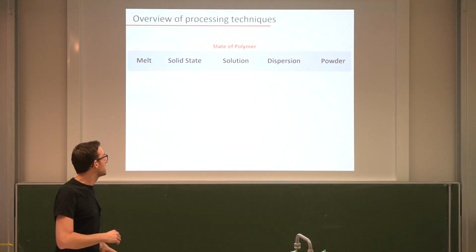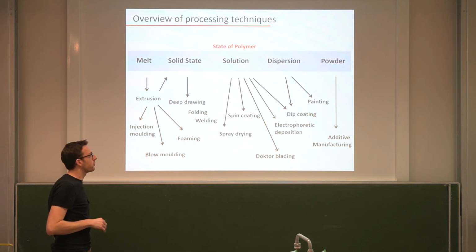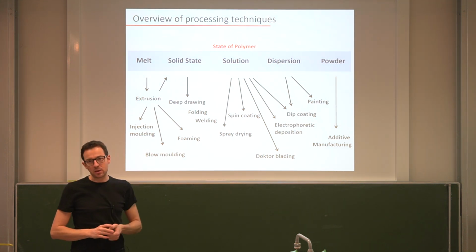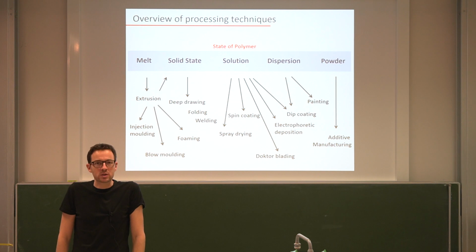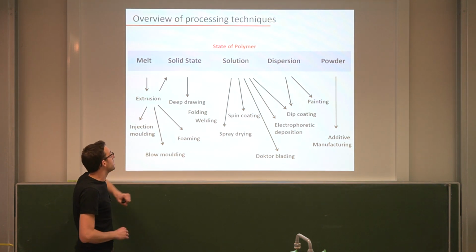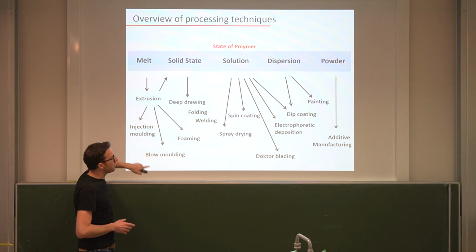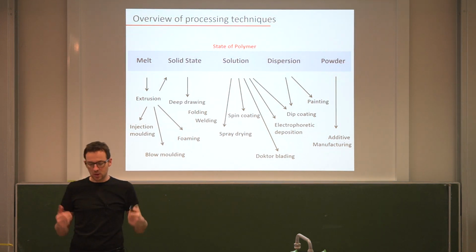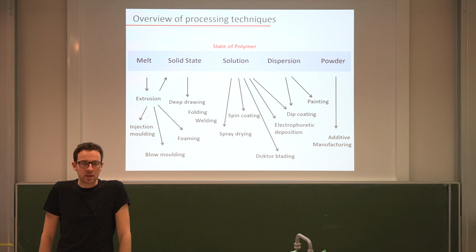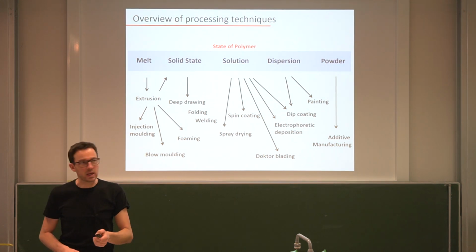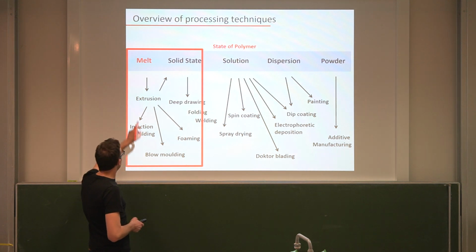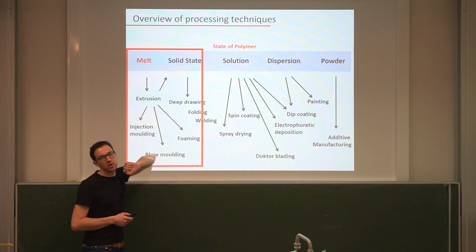For all of these forms of polymer we will find processes to form them into a final product. And here is a huge overview of important techniques. This is by far not complete, of course, but shows some archetypical processing techniques that convert these different states of the polymers into a product. You see, this is a lot of things, and what we will do in the next two lectures is walk slowly through these categories and discuss individual processes in detail. Today we want to cover melt processes and a little bit of solid state processes.